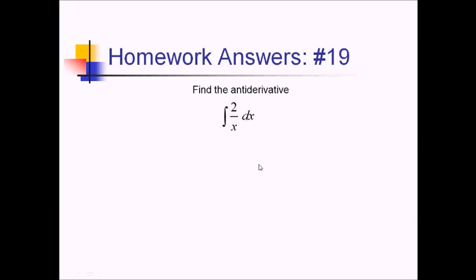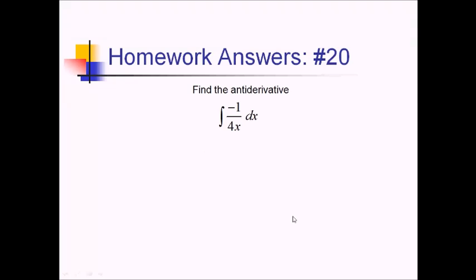For number 19, the antiderivative of 2 over x, we know that 1 over x is the derivative of ln of x. So the antiderivative of this then is going to be 2 ln of x. And don't forget your absolute value when you do that, because ln can't have negative numbers plugged in. And if you don't know what you're plugging in, then you have to leave the absolute value there for safety reasons. And then don't forget the plus c either.